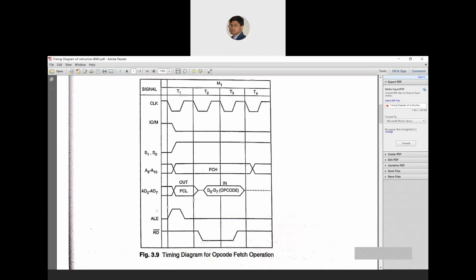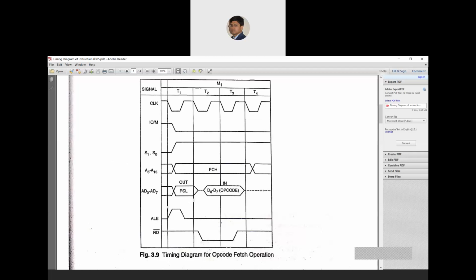Then you already know that ALE is a signal that is related to AD0 to AD7. When ALE is 1, meaning high, this AD0 to AD7 multiplexed bus is acting as an address bus, and when ALE is low, it is acting as a data bus.